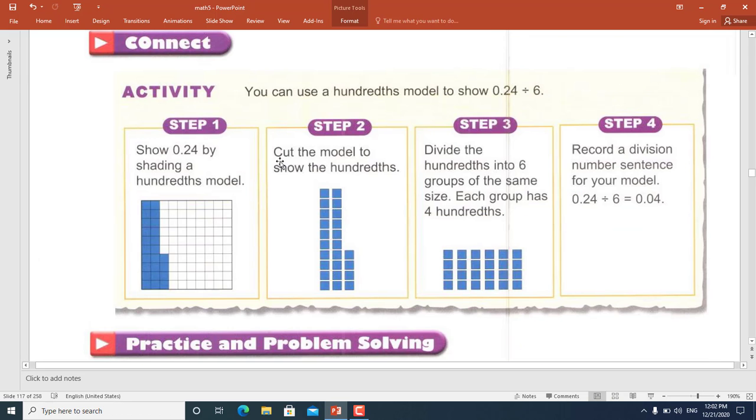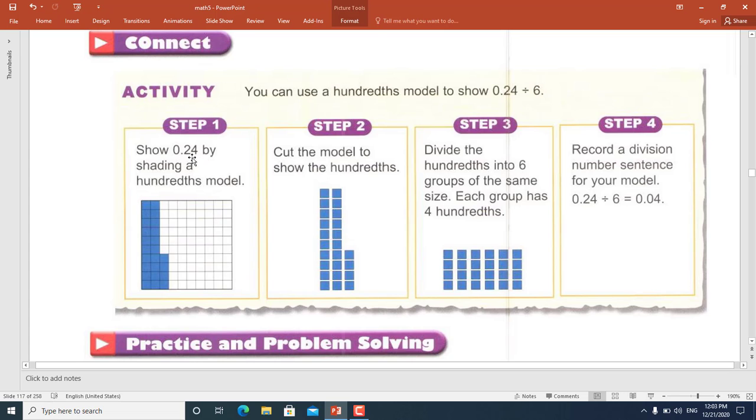Also, here's another activity. You can use a hundredths model to show 0.24 divided by 6. This 24 is from the place hundredths. We said that the first digit at the right of the decimal point is tenths and the next one is hundredths. The whole is ones. Okay, so that means it's 24 parts in 100 parts. So we have a square, we make it 100 parts because this 24 is in the hundredths place.